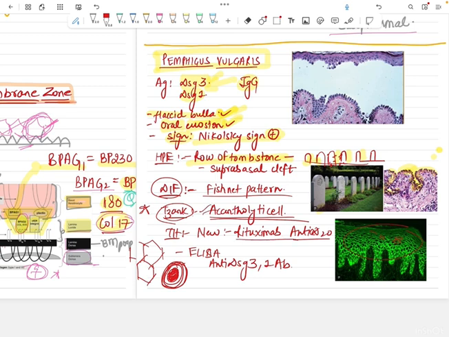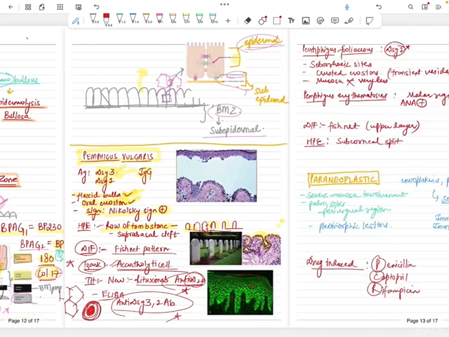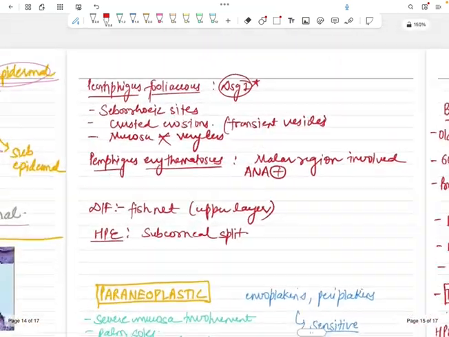What is the treatment? Rituximab, first line treatment almost currently. So you can remember anti-CD20 monoclonal antibody. Another investigation can be ELISA. ELISA against anti-desmoglein 3 and anti-desmoglein 1 antibody. This is also trending. Now we do ELISA also, which is available in the market.